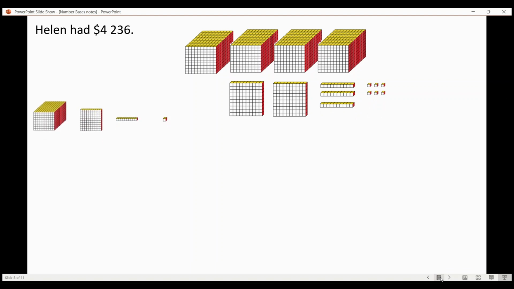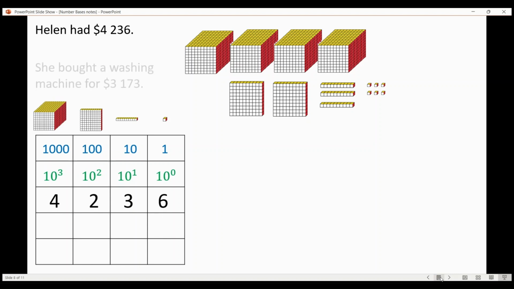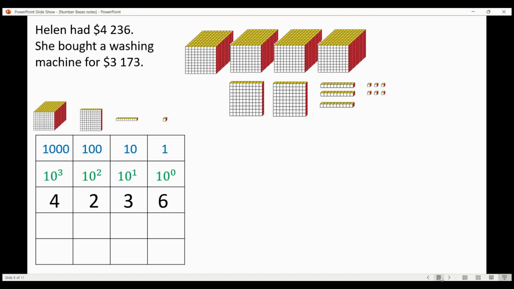And of course, let's set up our table as usual. We have ones, tens, hundreds, thousands. And of course, that means we can write it as indices: 10 to the power 0, 10 to the power 1, 2, and 3. And that is 4,236. Let's go on to the next part of the question. She bought a washing machine for $3,173 from that money. So that means, how much money is left? This sort of question, the operation is subtraction.